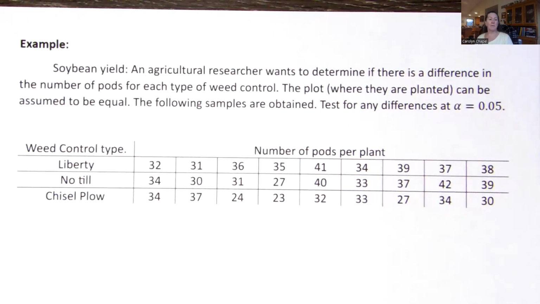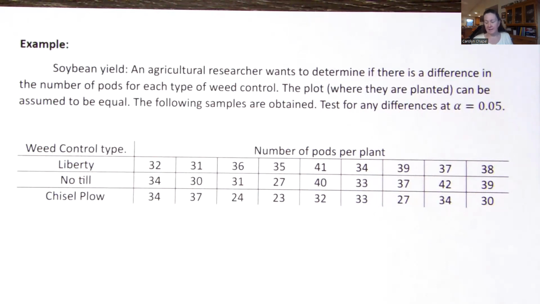Okay, so here's my example. I'm going to be looking at soybean yield. An agricultural researcher wants to determine if there is a difference in the number of pods for each type of weed control. The plots where these were planted are assumed to be equal, so they get the same amount of sun, same soil content, fertilizers, etc., and same amount of rain or water. So that being equal, the only thing that's different is how the weeds are controlled.